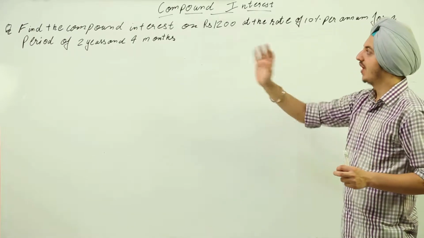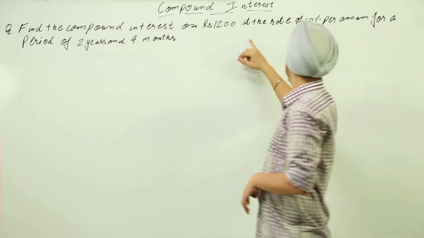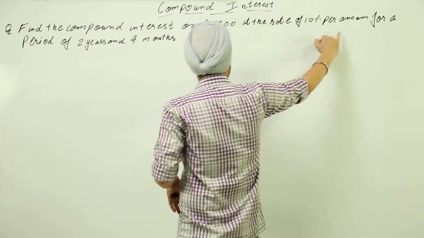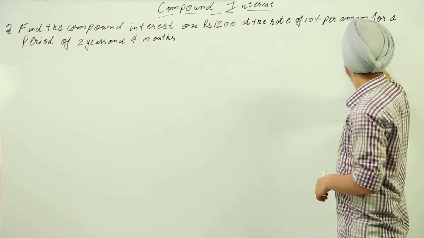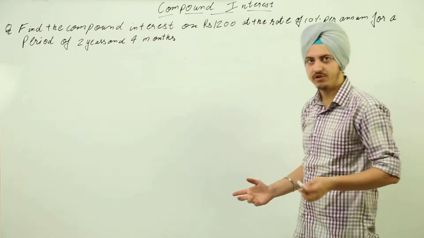This says find the compound interest on rupees 1200 at the rate of 10% per annum. Per annum means per year, for a period of 2 years and 4 months. How do we do this now?